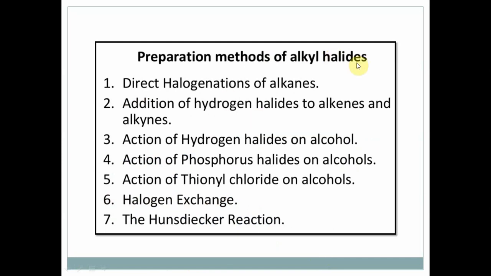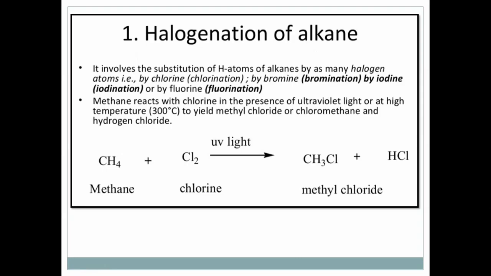Preparation methods of alkyl halides. There are various methods for preparing alkyl halides: direct halogenation of alkanes, addition of hydrogen halides to alkenes and alkynes, action of hydrogen halides on alcohols, action of phosphorus halides on alcohols, action of thionyl chloride on alcohols, halogen exchange, and Hunsdiecker reactions. We will do them one by one.